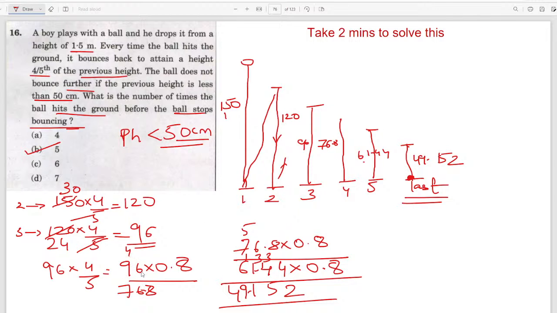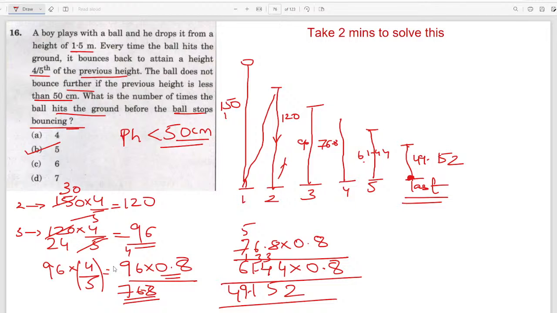How to calculate that? 96, the previous height, into 4/5. 4/5 is 0.8. If you multiply 96 by 0.8, this is 76.8. Is this clear? See, we have to multiply this 96 into 4/5. 4/5 is 0.8. I've taken this number directly, 96 into 0.8.